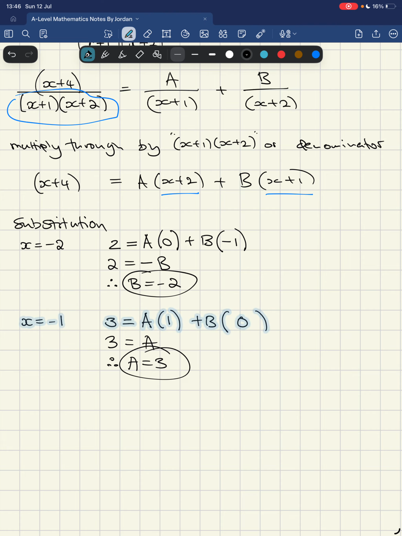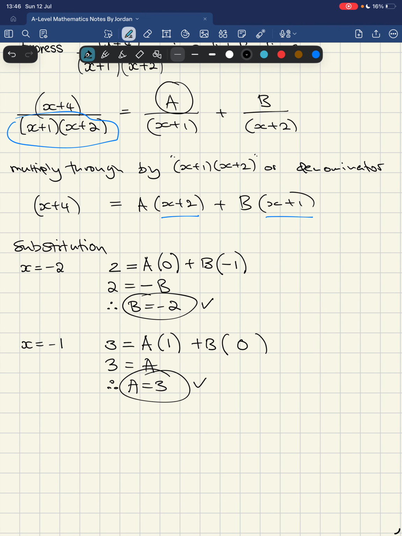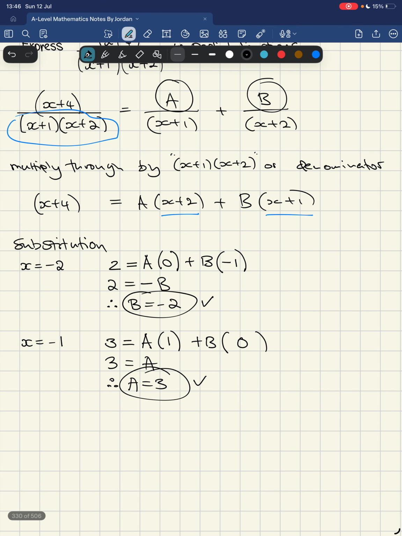Okay, now we have these, we can simply put these back here. So that's going to be 3 here and -2, but what we can do is just change that to a negative and put 2 there. Okay, and there we go.